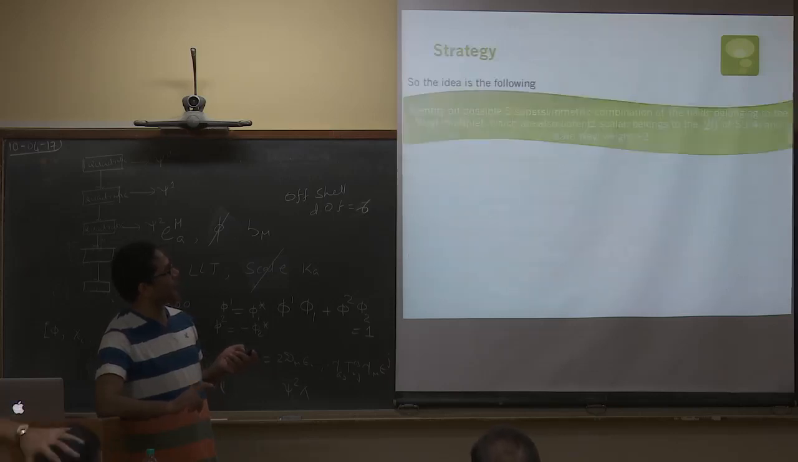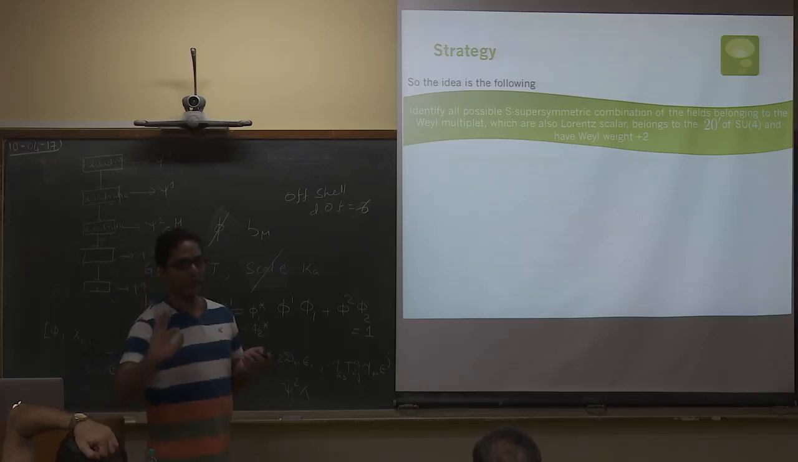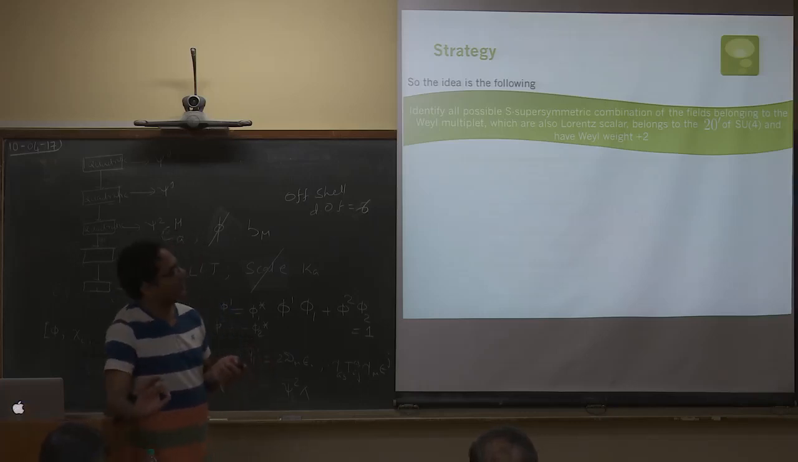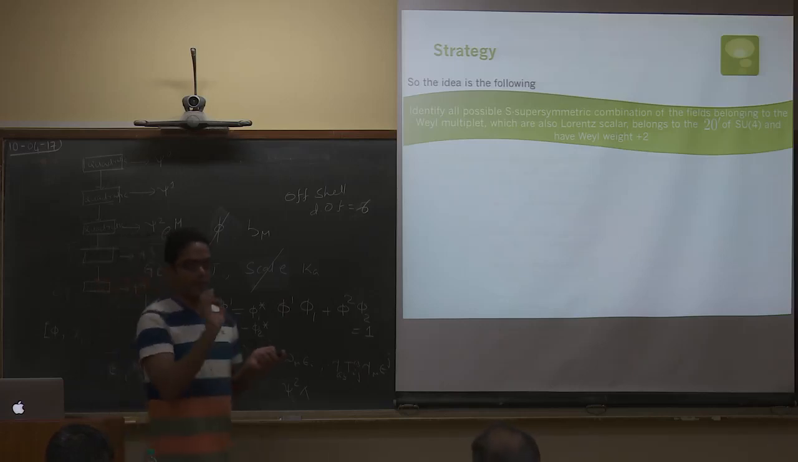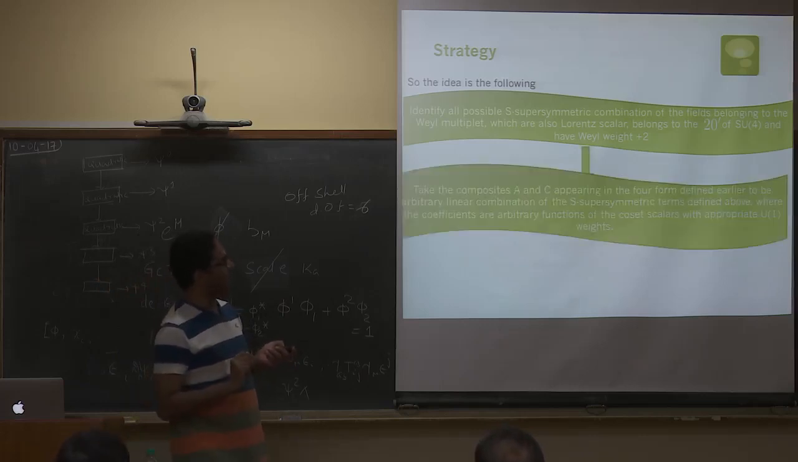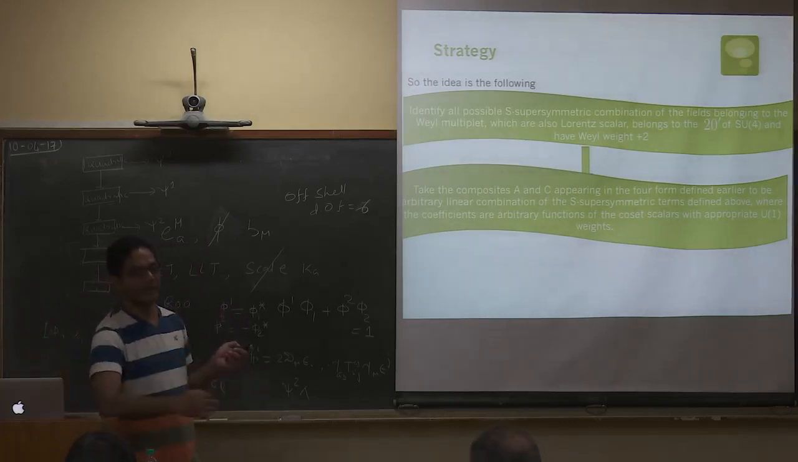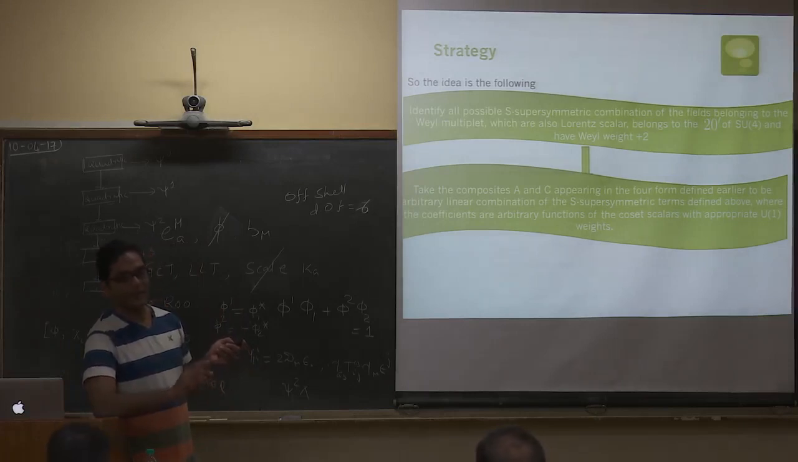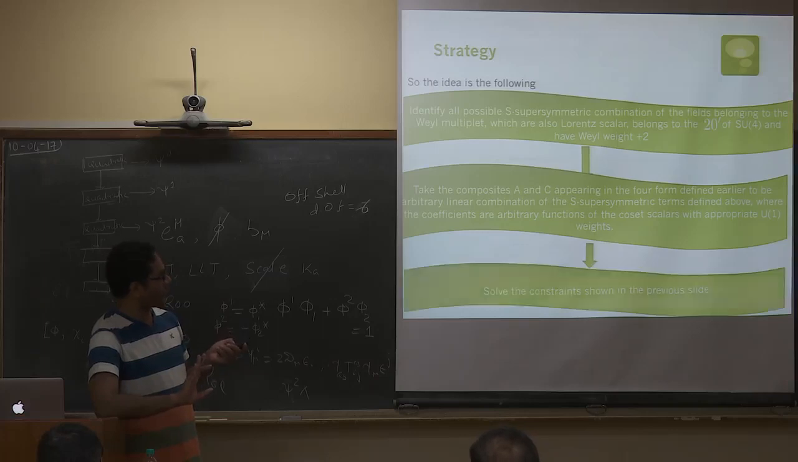So the idea is the following: identify all possible supersymmetric combinations of the fields belonging to the Weyl multiplet which are also Lorentz scalars, transform in the 20 prime of SU(4), and have Weyl weight 2. There are very few combinations that you can write out which satisfy this property from the Weyl multiplet fields. Then take an arbitrary linear combination of this finite number of combinations, and multiply them by arbitrary functions of the quotient scalars, because quotient scalars are supersymmetry invariant and they don't carry any SU(4) representation.